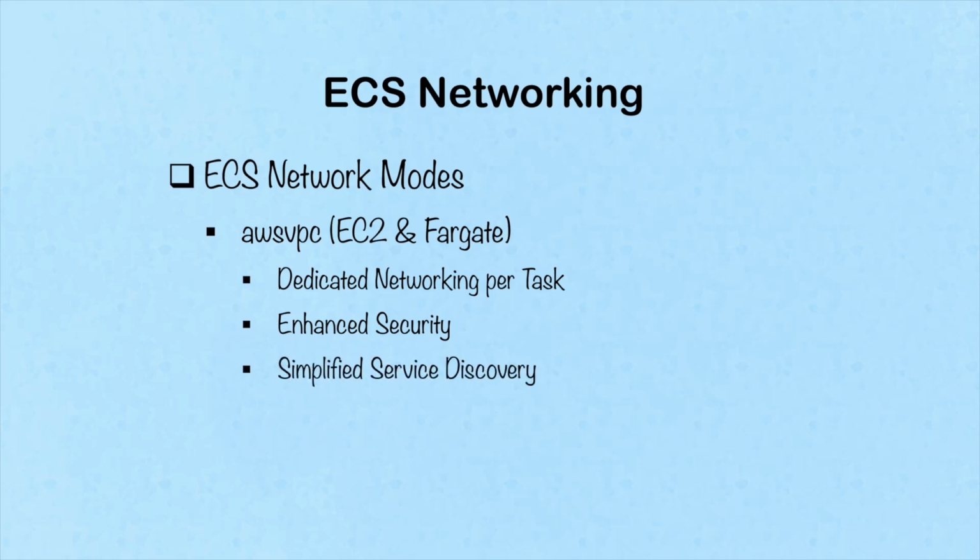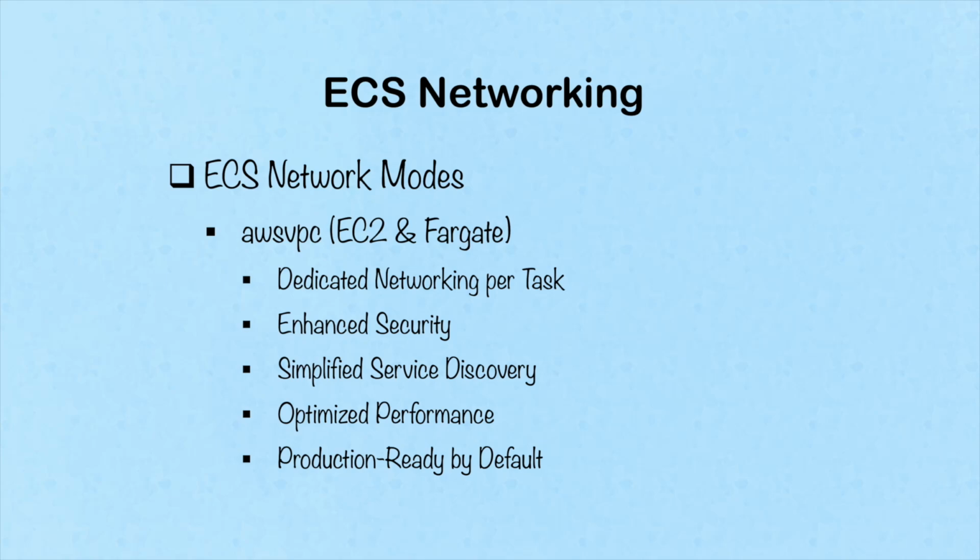Service discovery becomes easier. Since each task has a unique IP inside your VPC, other services can easily find and communicate with it. Network performance is predictable. There is no NAT or port mapping involved. Tasks communicate directly over the VPC network, ensuring low latency and high throughput. This is why AWS VPC mode is the default and recommended network mode for production workloads, both on EC2 Launch Type and Fargate Launch Type.